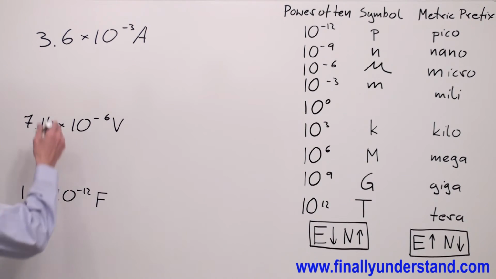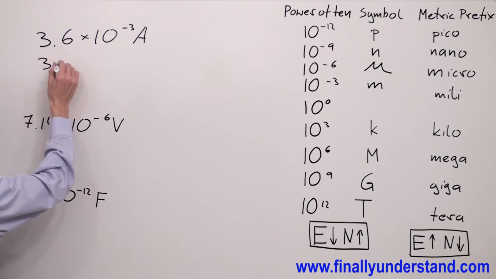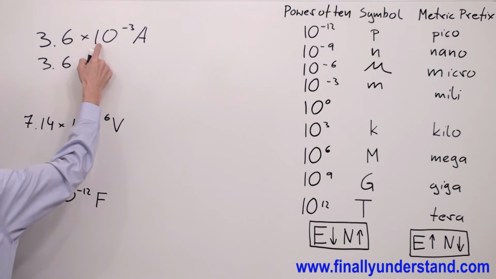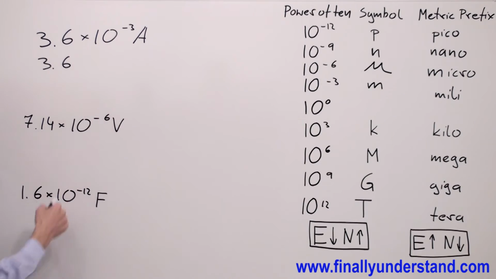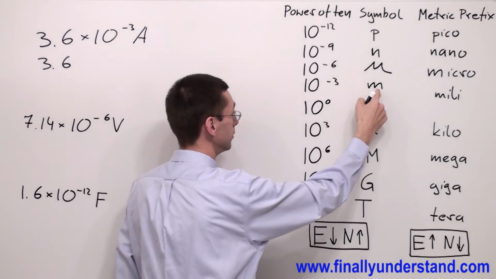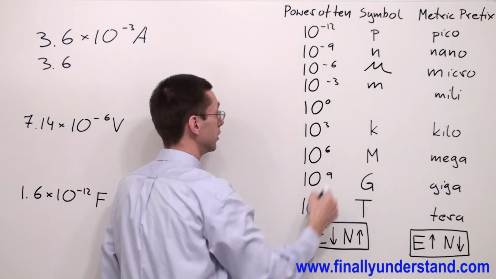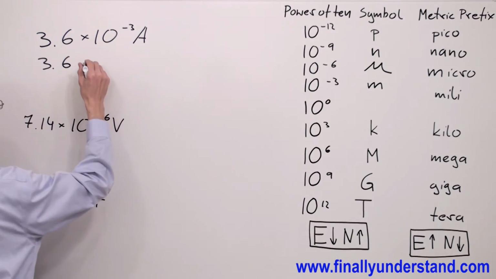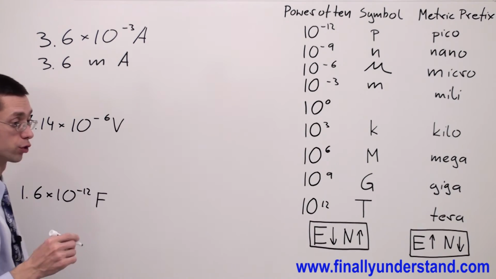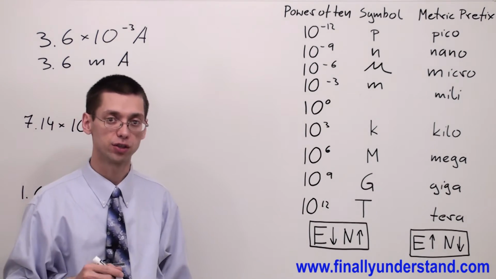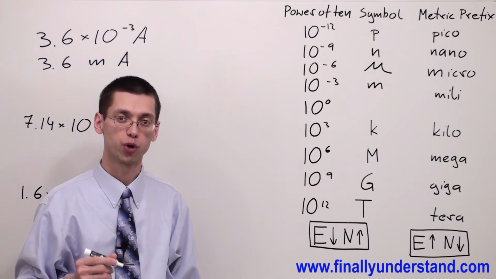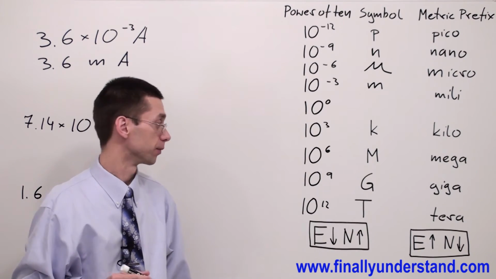So I'm supposed to write simply 3.6, and instead of times 10 to negative 3, I'm going to write lowercase letter m, milliamp. Keep in mind that this is international language and you're supposed to use the proper symbols for the proper powers of 10.